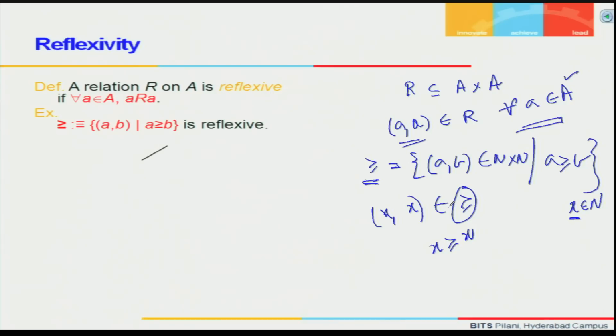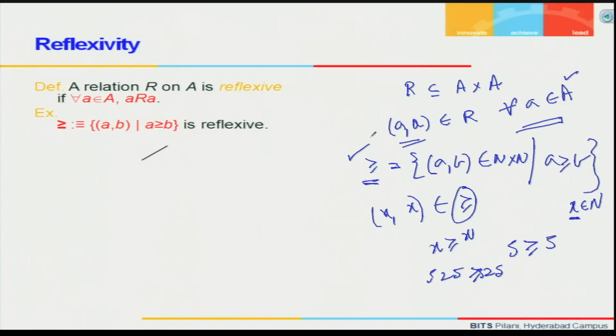You take any natural number, say 5 is greater than or equal to 5, which is true. Any natural number for that matter, 525 is greater than or equal to 525. So you take any natural number, and it is going to be greater than or equal to itself. Hence this is going to be true for all the numbers in the natural numbers. Hence I can say this is a reflexive relation.